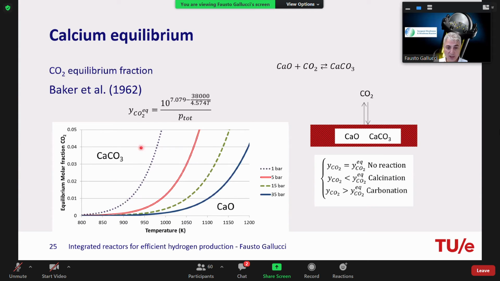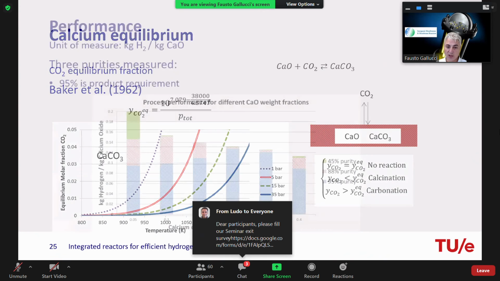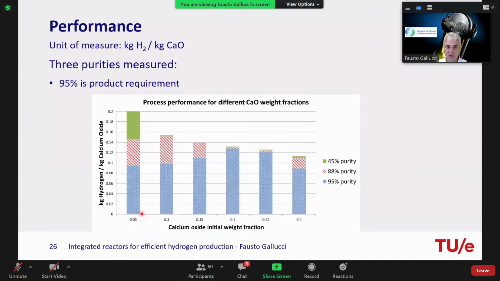So using this and using a model of the different reactors, you can calculate which pressure, which temperature, and which amount of calcium oxide you need in the reactor. And this is what we did. The calcium oxide that we need in the reactor depends, of course, on the temperature and the pressure. And the best we found is using 0.2, so 20% of calcium oxide in the system.